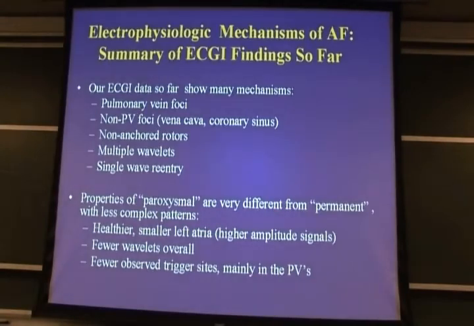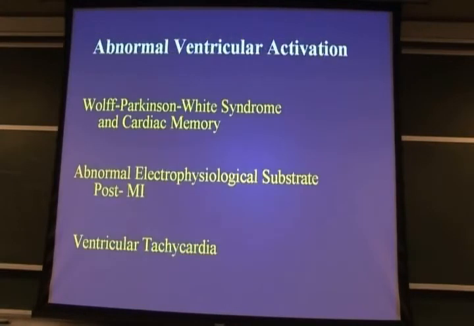But in any event, so far, we see that in the AF study, we see everything. We see many mechanisms. We see pulmonary vein foci, just like I showed you before. We see non-pulmonary vein foci in the vena cava, coronary sinus. Non-anchored rotors that travel through the atria, multiple wavelets, single wave reentry that is sweeping around the atria. And between paroxysmal and permanent, very different properties. One is relatively simple, and the other one, the permanent, is very complex and apparently involves many different mechanisms. So this story is to be continued.